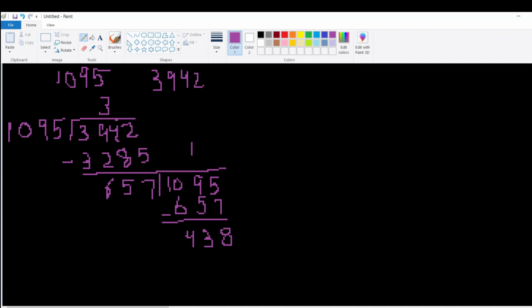Now this remainder would become the next divisor and the dividend would be the previous consecutive divisor, which is 657. It goes again on 1. Subtracting, the remainder is 219.